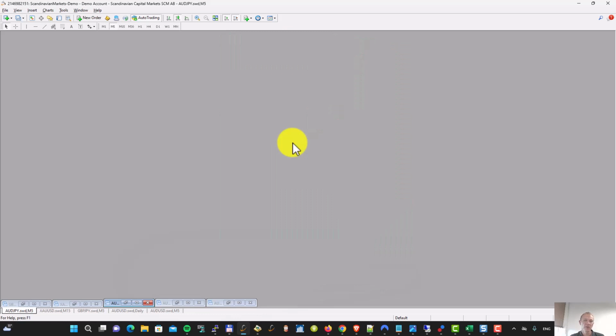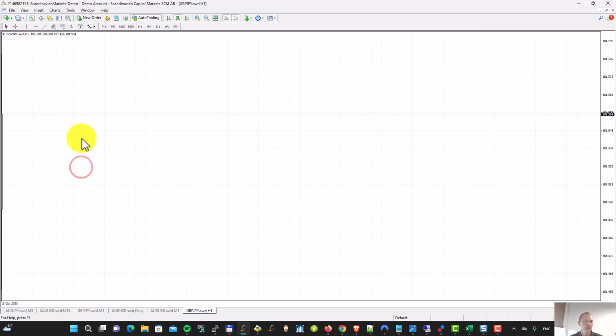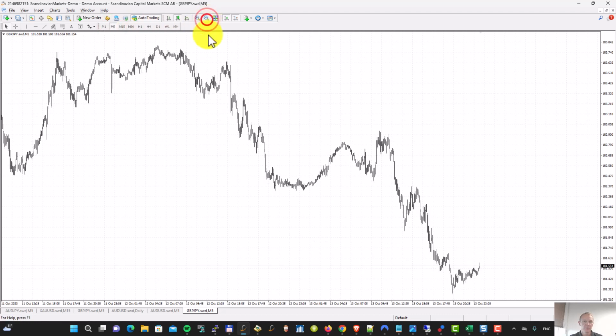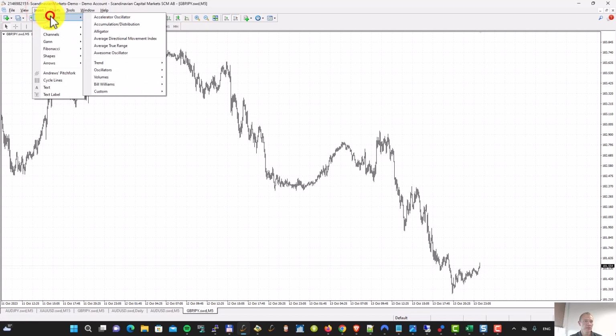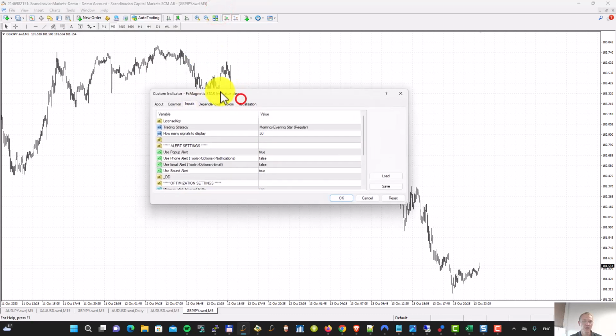Okay, so I'm on my MetaTrader, and obviously I installed the indicator before to make it faster. So we start with opening the chart. I will go with, let's say, pound yen, and I will go to the 5-minute chart. Let's zoom out a bit. Next we attach the indicator, FxMagnetic Star. I'll be using this version for this demonstration.